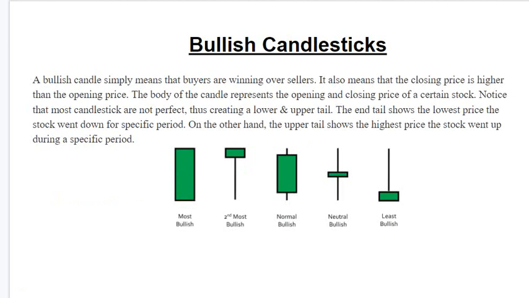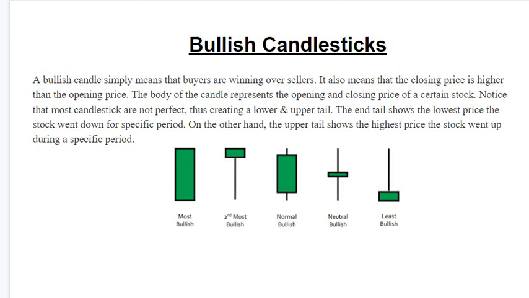So a bullish candlestick simply means that the buyers of that time period are winning over the amount of sellers. It also means that the closing price is higher than the opening price. The body of the candlestick represents the opening and closing price of a certain stock. Notice the candlesticks are not perfect, thus creating the lower and upper tail. The lower tail shows the lowest price the stock went down to for that specific period of time. On the other hand, the upper tail shows the highest price the stock went up to during a specific time.